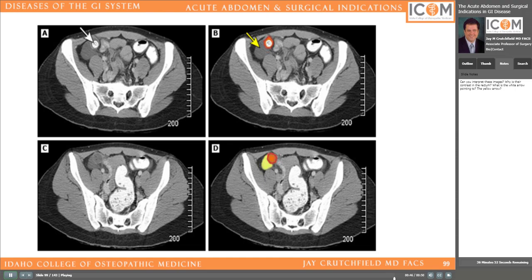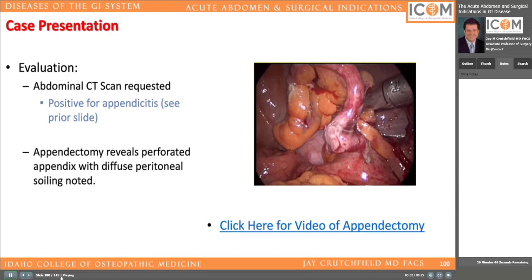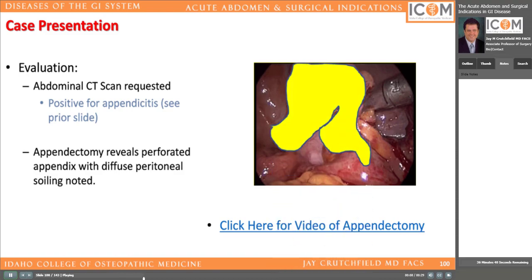Again, is this chronic appendicitis? What was the cause of her chronic abdominal pain? Well, we've made a diagnosis of probably perforated appendicitis with a small abscess. We take her to surgery after the CT scan had suggested appendicitis, and we perform an appendectomy. She was found to have a perforated appendix with diffuse peritoneal soiling in the pelvis appreciated.